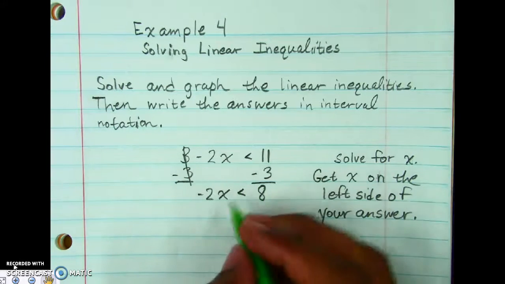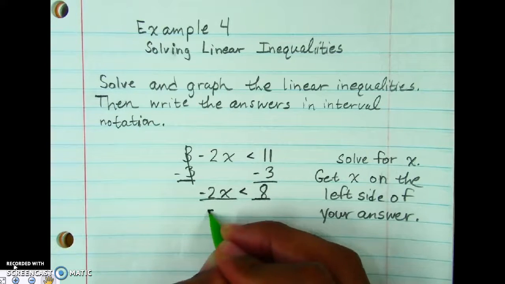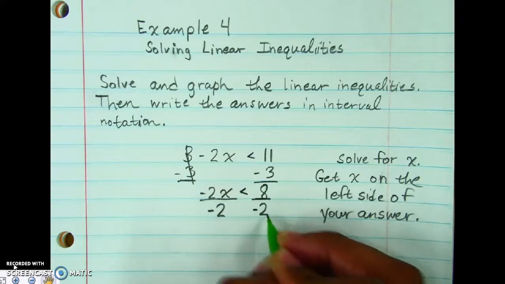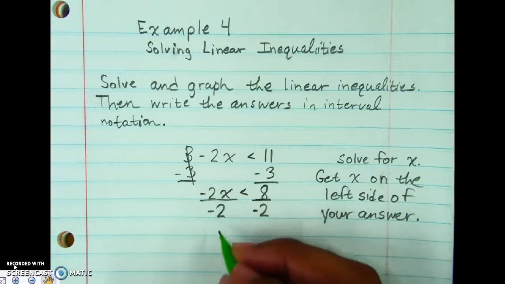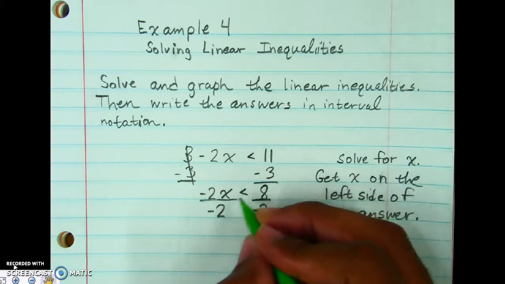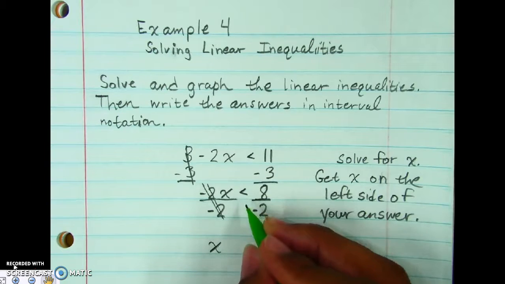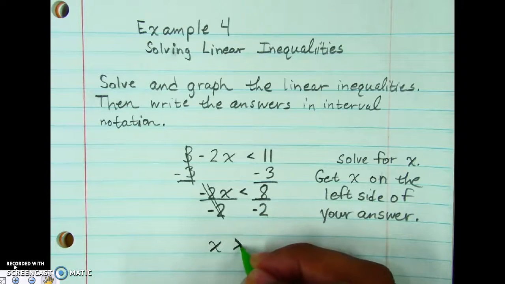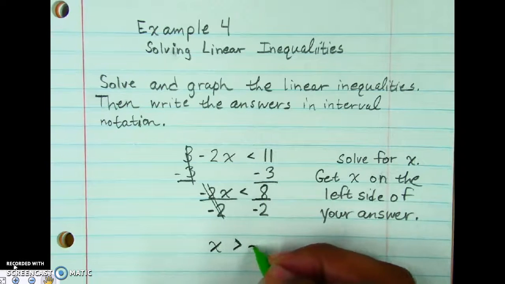Now, the next part, we know we're going to get x by itself, so we know we're going to divide. So we divide by negative 2. And what happens when you divide by a negative number? Hopefully you guys remember this, and hopefully you're saying it in your head or out loud already. Whenever we divide by a negative, the inequality sign switches. So those cancel out, and x and the inequality sign switches. Instead of less than, it's now a greater than sign. And 8 divided by negative 2 is negative 4.